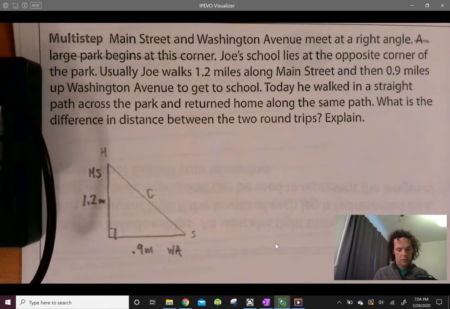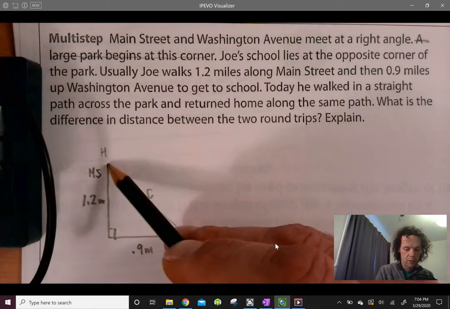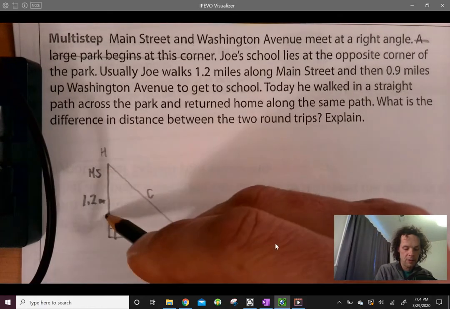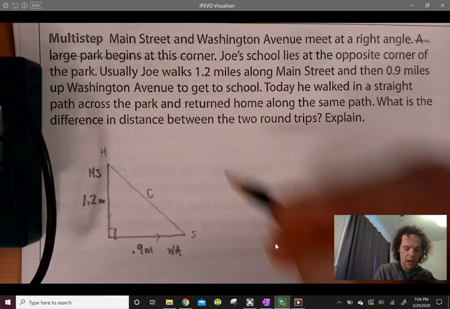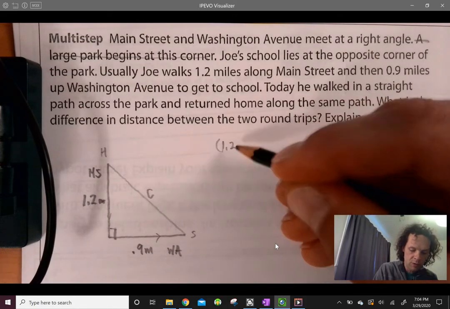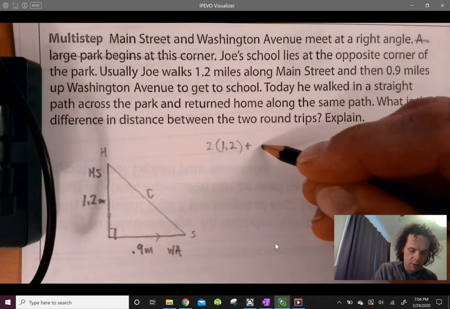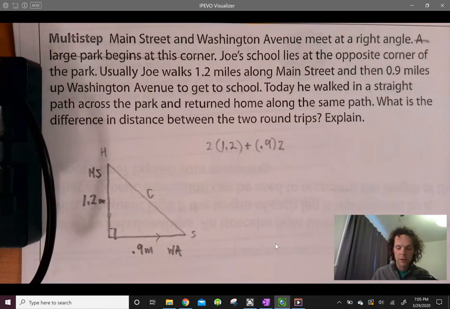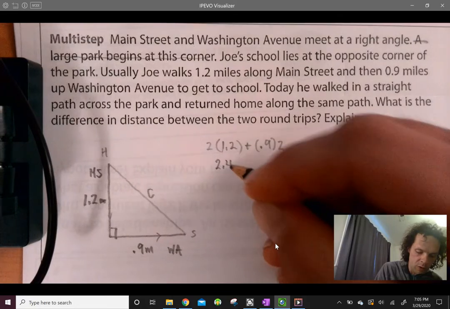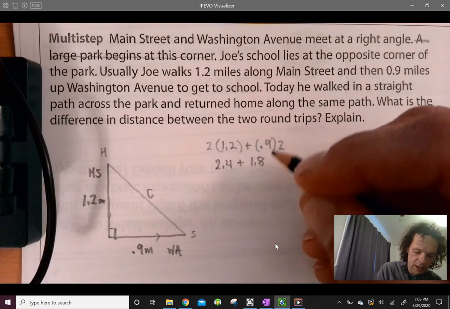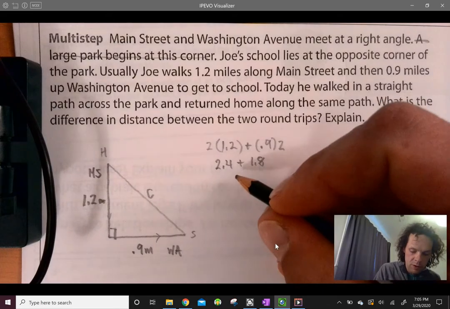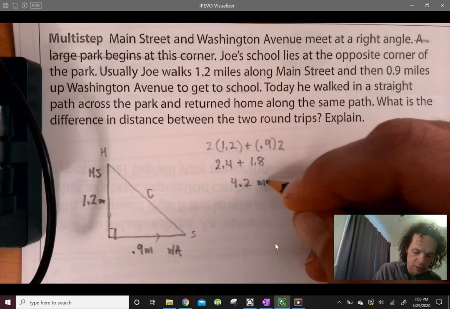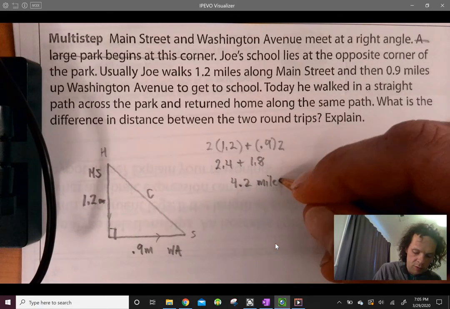Well, let's figure this out. Normally he walks this way, and then that way, and that way. So he walks this way, and then back. So he walks 1.2 times 2 plus 0.9 times 2. So normally he walks 2.4 plus 1.8. So normally he walks 4.2 miles round trip.